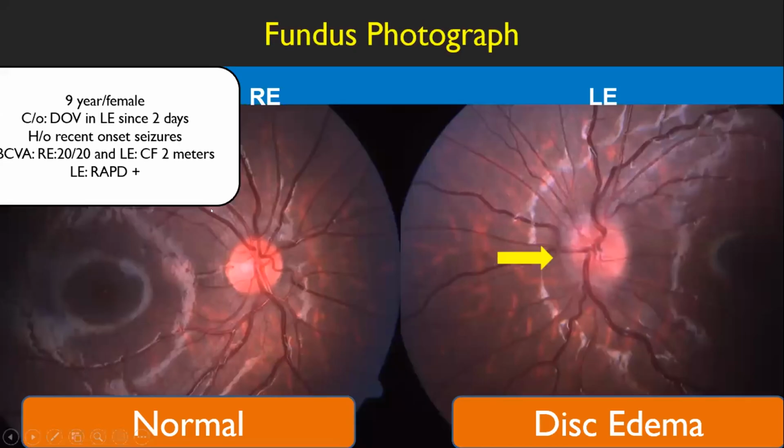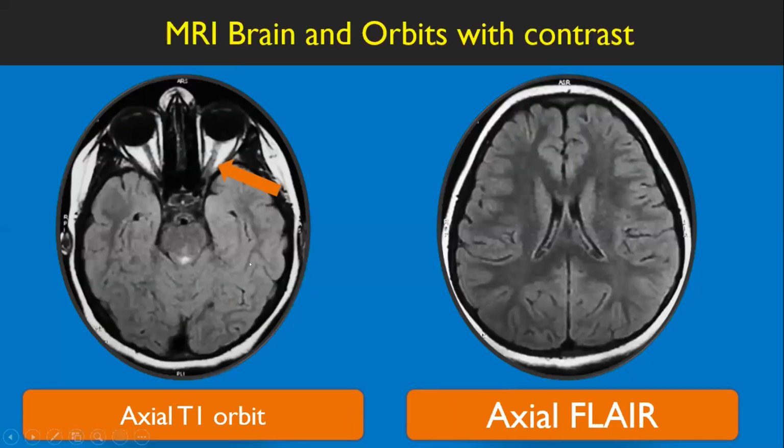I'll present the last case over here, which is that of an entity that is coming up more and more, especially in pediatric optic neuritis. This is a 9-year-old female who presented to us with acute onset decrease in vision in the left eye, and there was history of recent onset seizures around 2 months prior. At presentation, right eye visual acuity was 20/20 and left eye was counting fingers at 2 meters, and in the left eye there was RAPD. We can see that the right eye fundus was normal and the left eye showed disc edema. Imaging initially showed few lesions in the left optic nerve, but the rest of the brain parenchyma was normal.